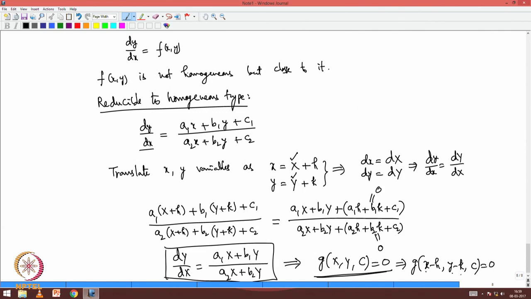So you can see that x, y are your actual variables here, and small h and k are fixed constants, because that is how you fix them so that this is 0. These are two linear equations in h, k, which you can solve. So first there is a question: you should have a solution. When do you have a unique solution for h, k for these two equations, this equal to 0 and this equal to 0? We will see that. So this is how you get the solution. Whenever you have a unique solution h, k, you can have this transformation that reduces the given equation into this homogeneous type that can be solved to get the general solution, which in the old variables is this. Finally, this is the form.